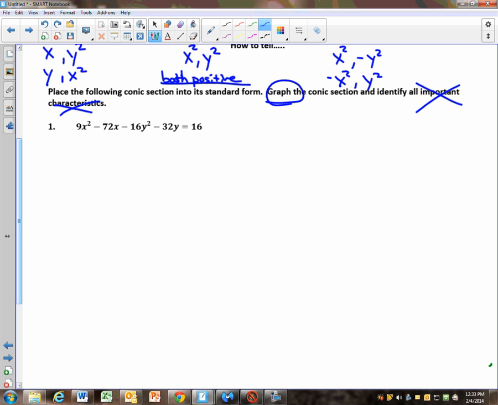Is this going to be a parabola, an ellipse, or a hyperbola? Hyperbola. Why? Both are squared and one is negative. Very good. So we know this is a hyperbola.